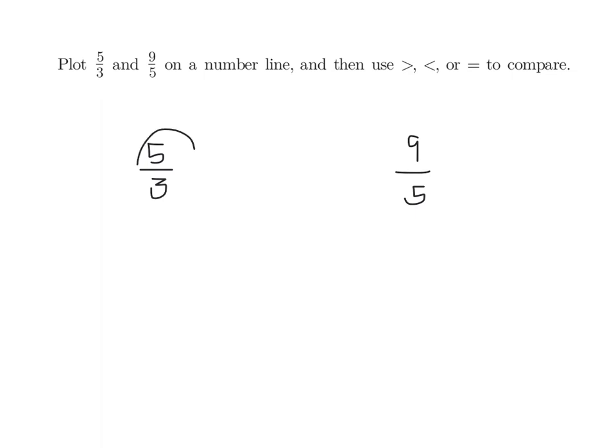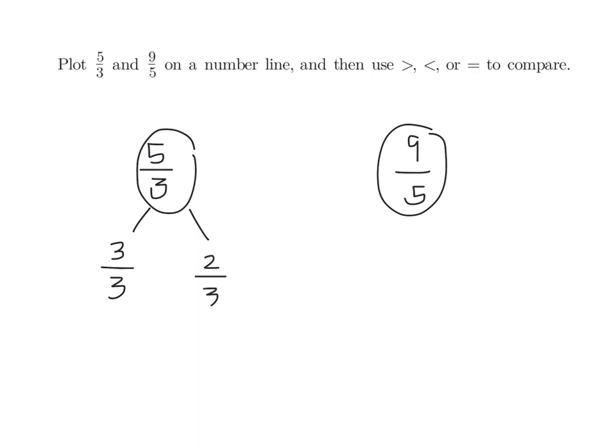What that means is that there's a whole hidden in there. In the case of 5/3, we know that 3/3 makes one whole, and there's also 2/3 left. So that's the same as 1 and 2/3. 9/5 has 5/5 hiding in there, there's the whole, and there's 4/5 left, right?